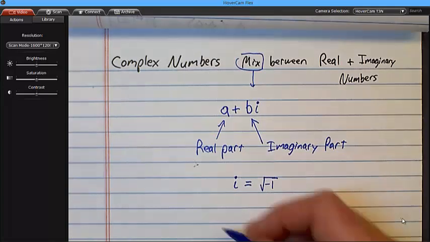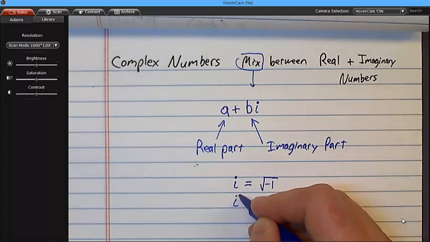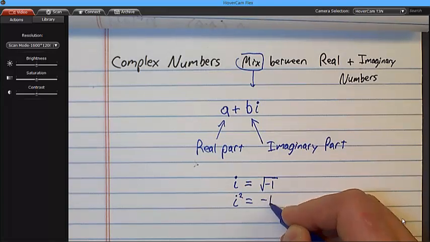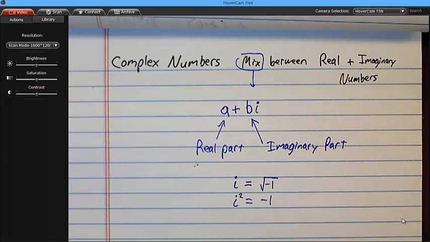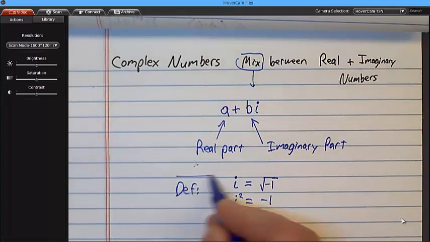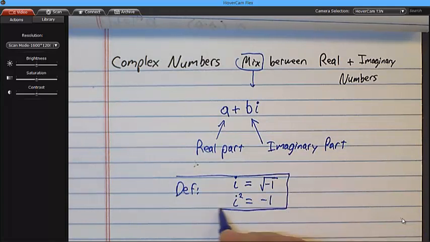And then we know, so for example, what would i squared equal then? Negative 1, right? Because when you square a square root, it goes away. So this is kind of my definition of imaginary number. I need that to work with.